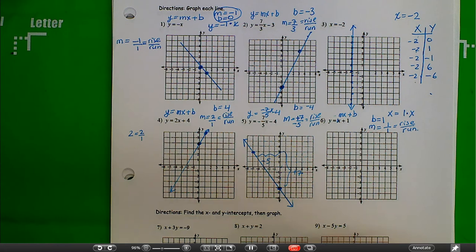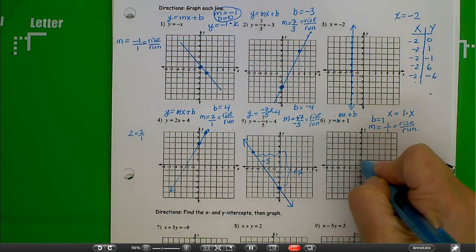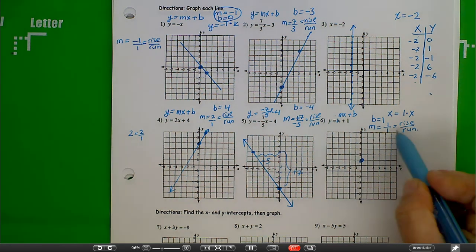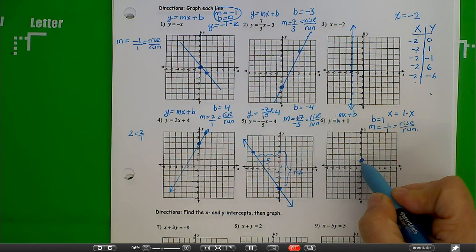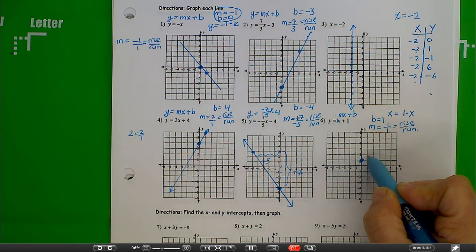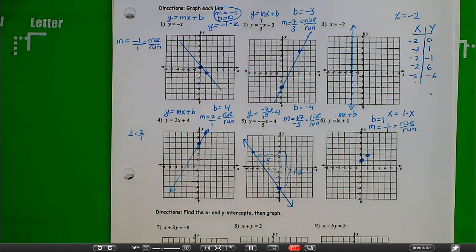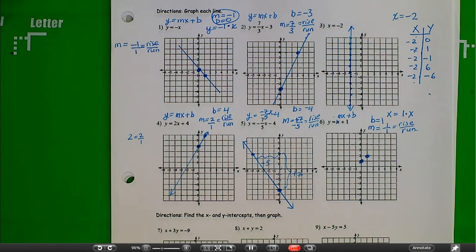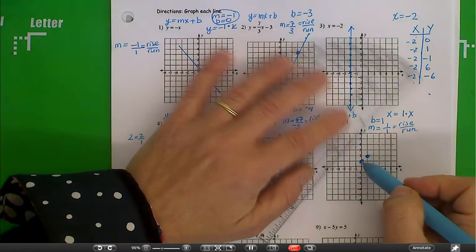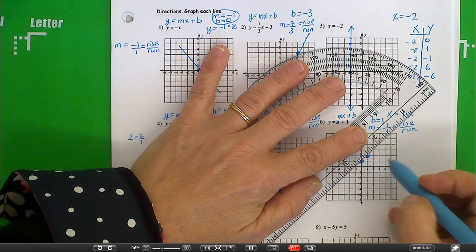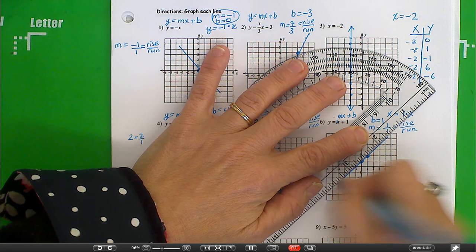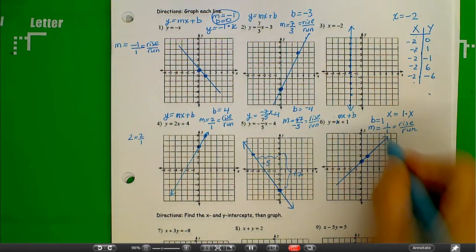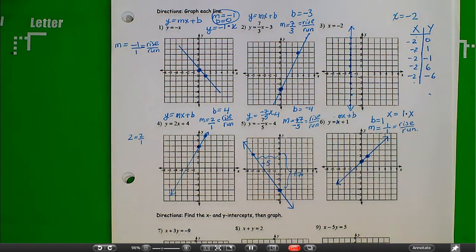plus 1. So let's go to 1. I'm going to do rise up here, run over here. And here we go. Rise over run. This is our slope.